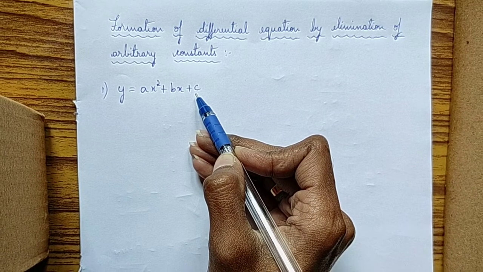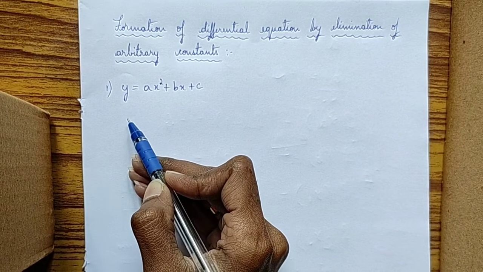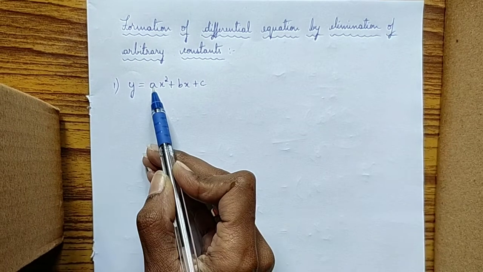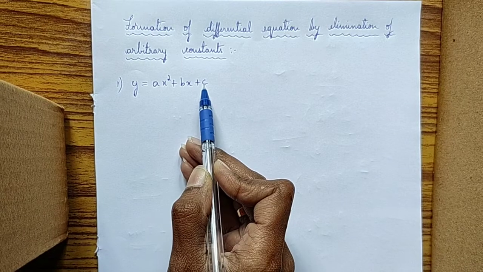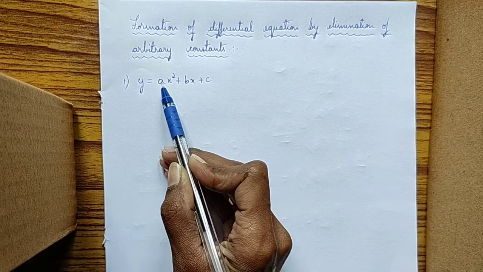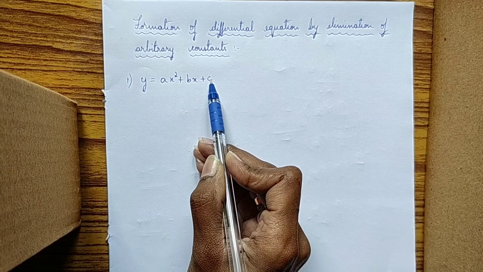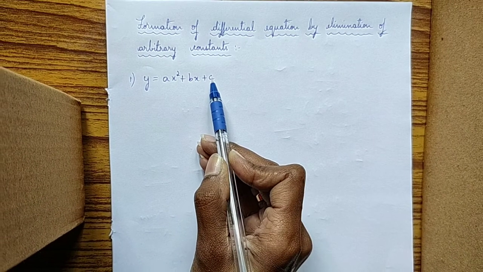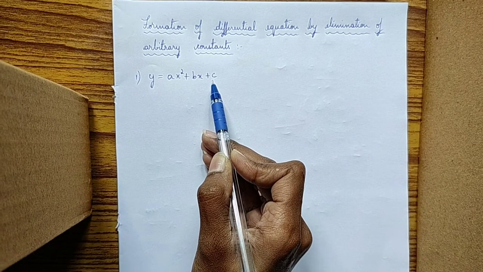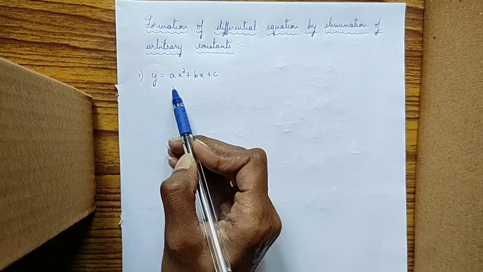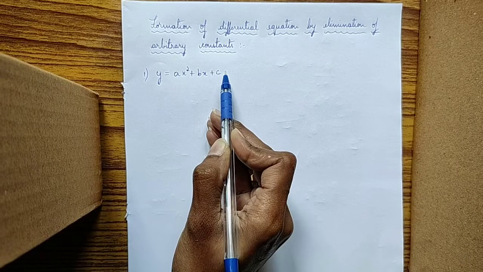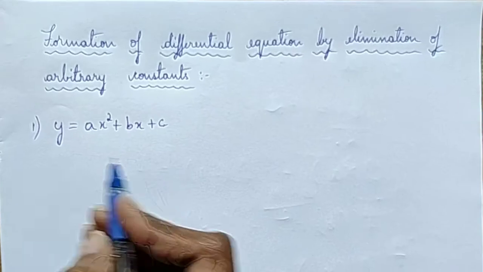In order to do that, we have to differentiate this equation. How many times do we have to differentiate? That can be understood by the number of arbitrary constants present here. As you can see, there are 3 arbitrary constants. So we have to differentiate the given equation thrice in order to get an equation which does not contain a, b and c, the arbitrary constants. So let's get into the problem.